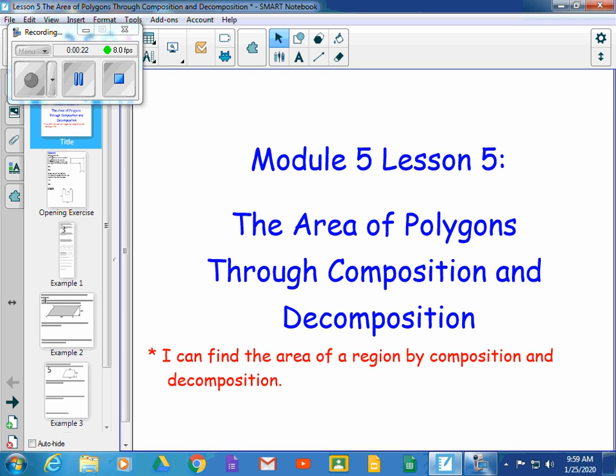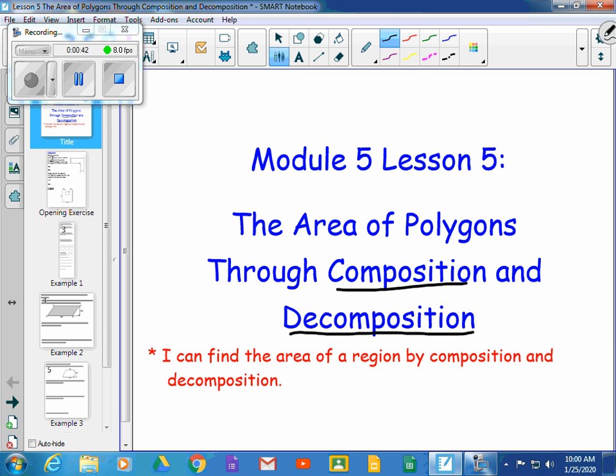Now understand what we're going to be doing is finding the area of polygons that are irregular shapes. They don't have a nice neat formula to them, but they still have an area because they still have space on the inside. We're going to find this area by composition and decomposition. What that means is we're going to be breaking the shapes apart into shapes that we do know, or we're going to add shapes on that we do know.